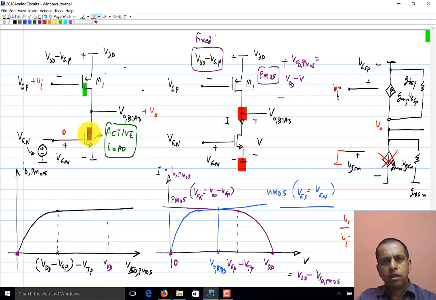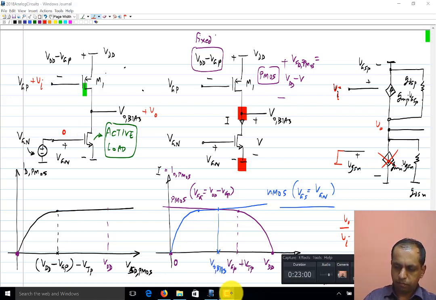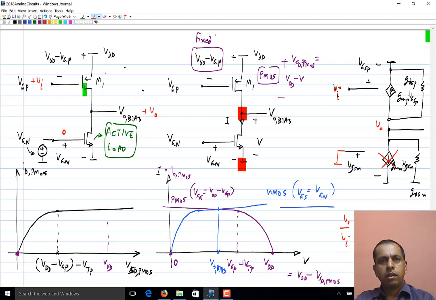Okay, we'll see many variants of this and also how to bias it reliably in the following lessons. There are many variants of this. We also need to come up with a robust arrangement to bias this properly. Okay, because right now I have assumed that these two curves intersect where both transistors are in saturation region. There has to be some way of guaranteeing that.